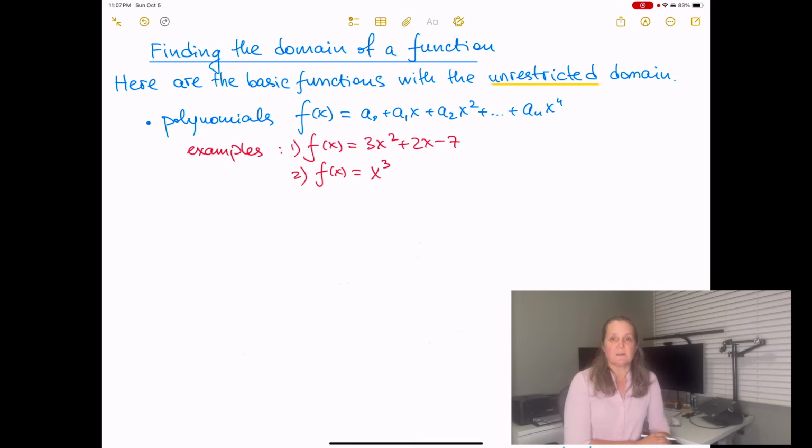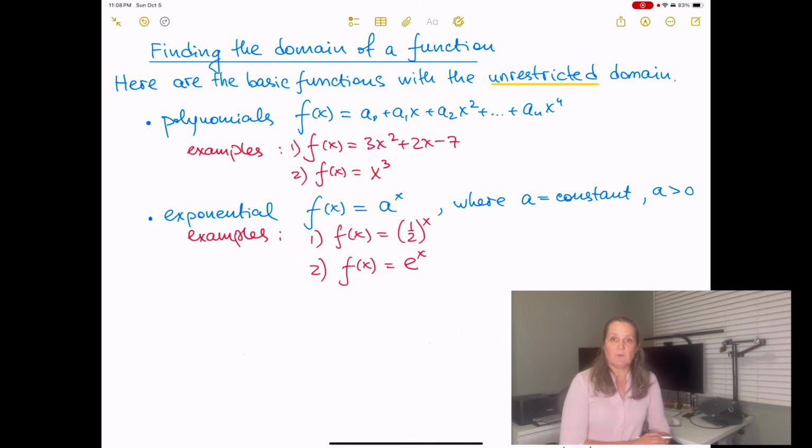Let's start with the basic functions that have no restrictions on the domain. Here's an example: polynomials. A polynomial is a function that always has x raised to some positive integer power, maybe multiplied by a constant, with different terms added together. A parabola is a good example of a polynomial of degree 2. 3x squared plus 2x minus 7 has no restrictions on x. x can be any real number. Another function is a polynomial of degree 3. f of x equals x cubed has no restrictions on the input values of x.